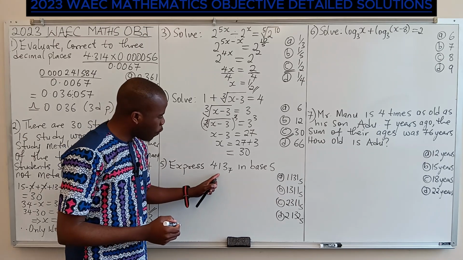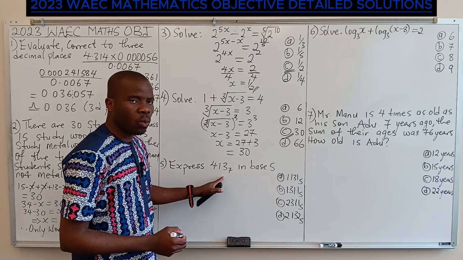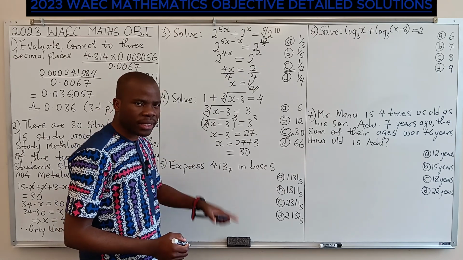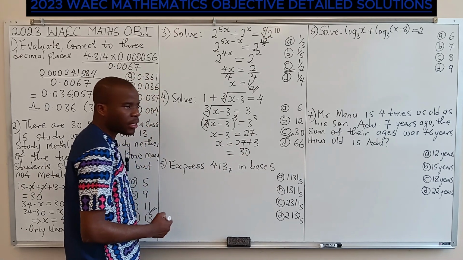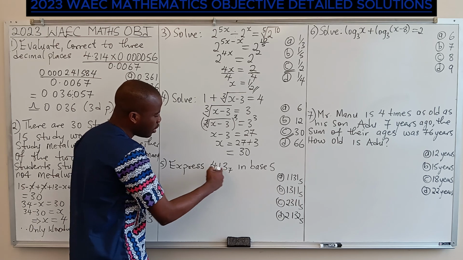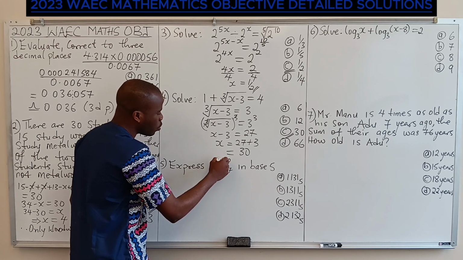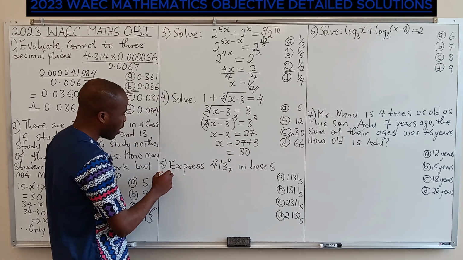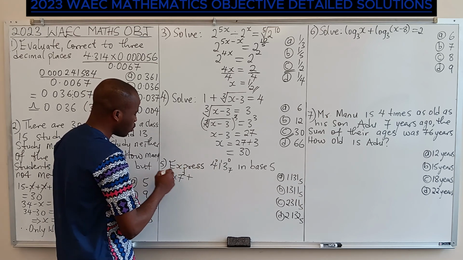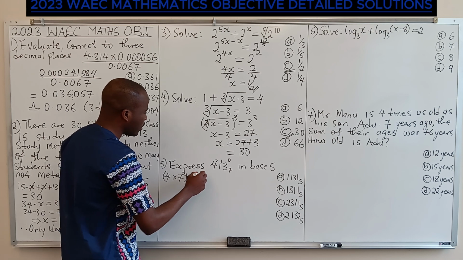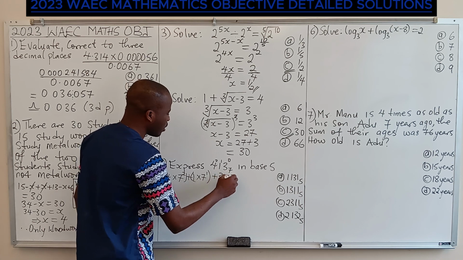We are asked to express 413 base 7 in base 5. For us to express this, we will first of all express it in base 10 and then convert it to base 5. And now, how do we express this in base 10? We will multiply each of these digits with 7 to their power. So this is 0, this is 1, this is 2. So we'll multiply 4 times 7 to power 2 plus 1 times 7 to power 1 plus 3 times 7 to power 0.